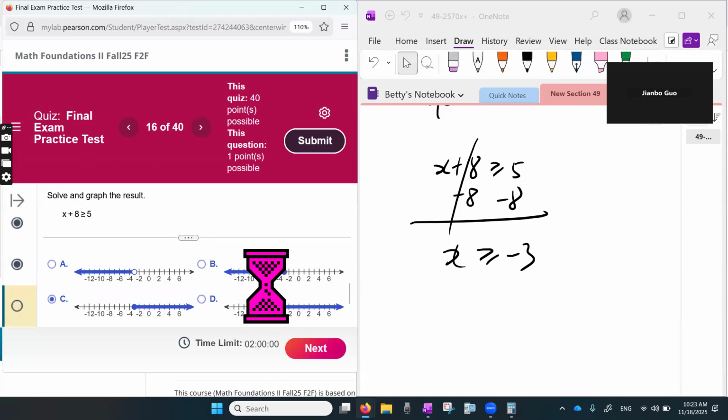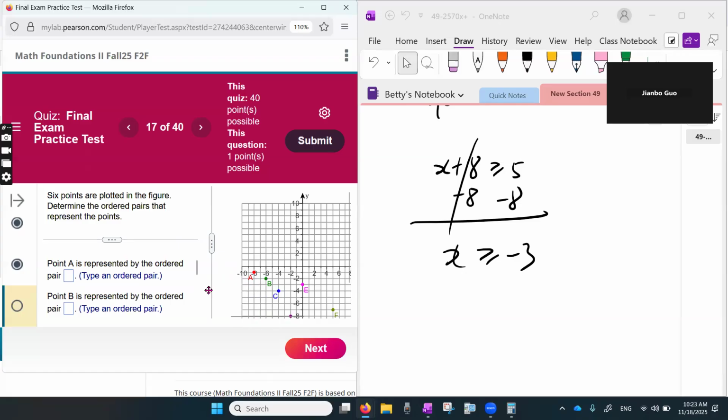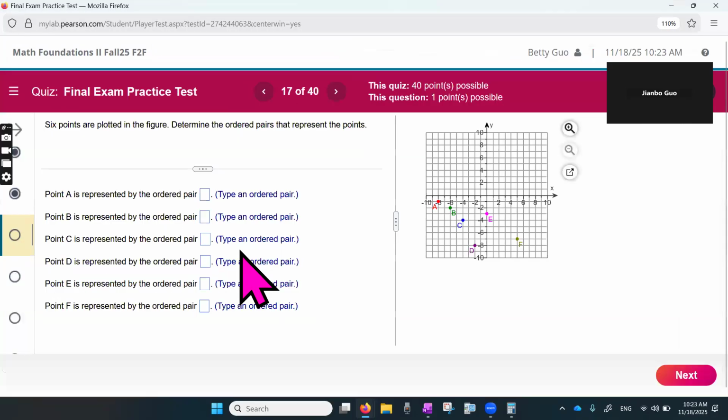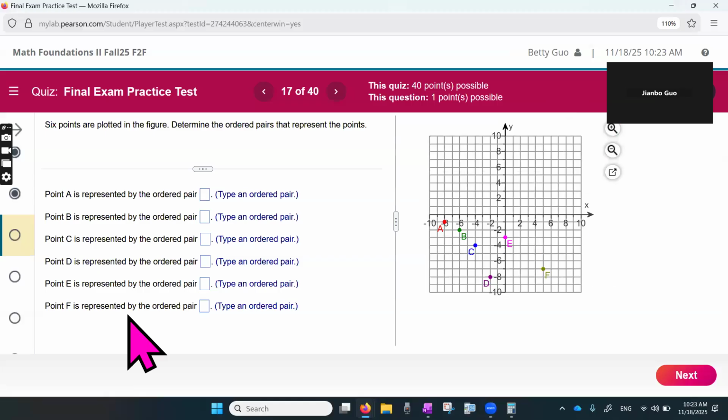Next, question number 17. 6 points are plotted in the figure. Determine the ordered pairs that represent the points. Okay, this one. Make it bigger. This is not my favorite problem, by the way. A represents, I did this multiple times. Negative 92, 94, 98, 96, 98, comma, -2.